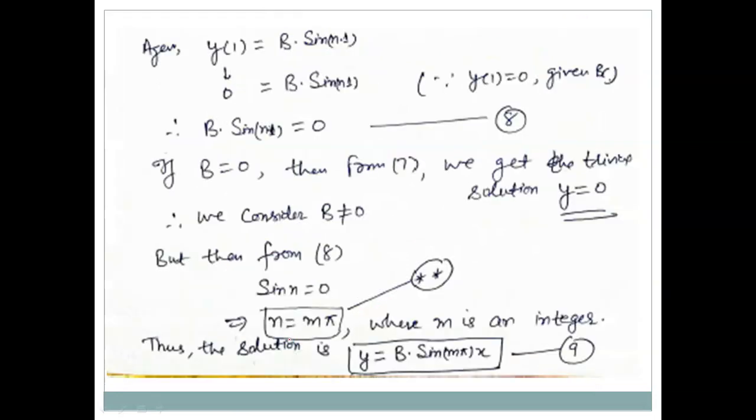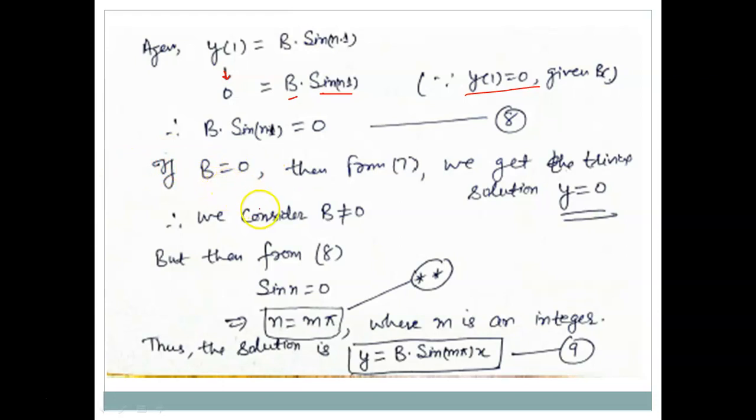But again, how to determine this b? Now again apply the second boundary condition, put y of 1, so b sine n times 1, but y of 1 is 0, that is given in the boundary condition. So now there are two choices, either b equal to 0 or sine n equal to 0, n into 1. n into 1 is basically n.